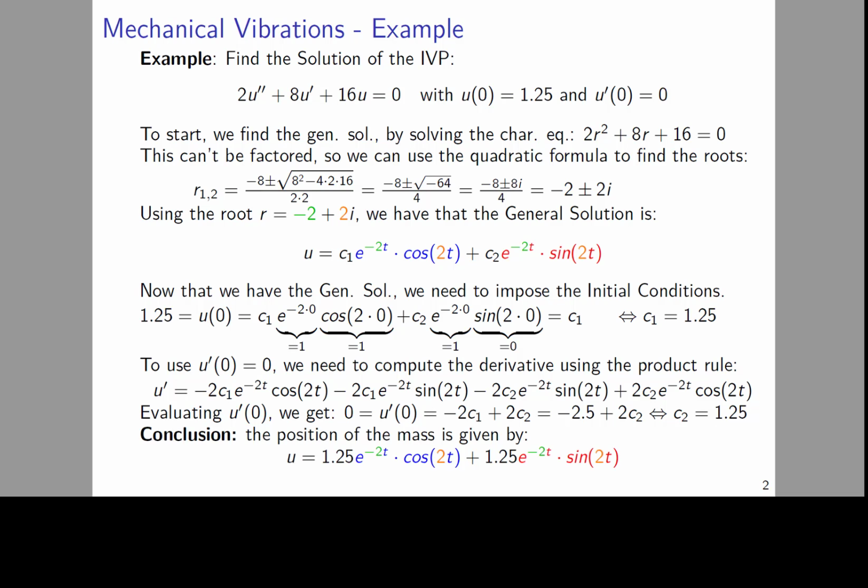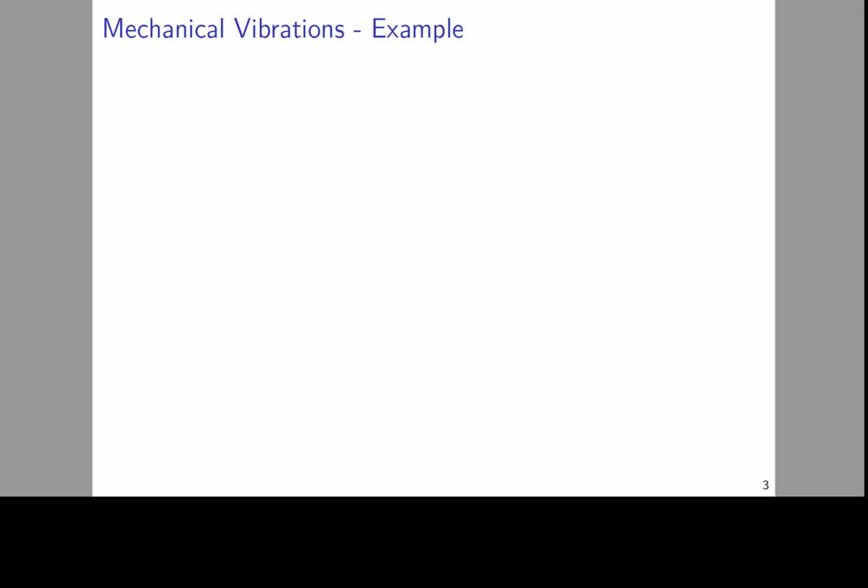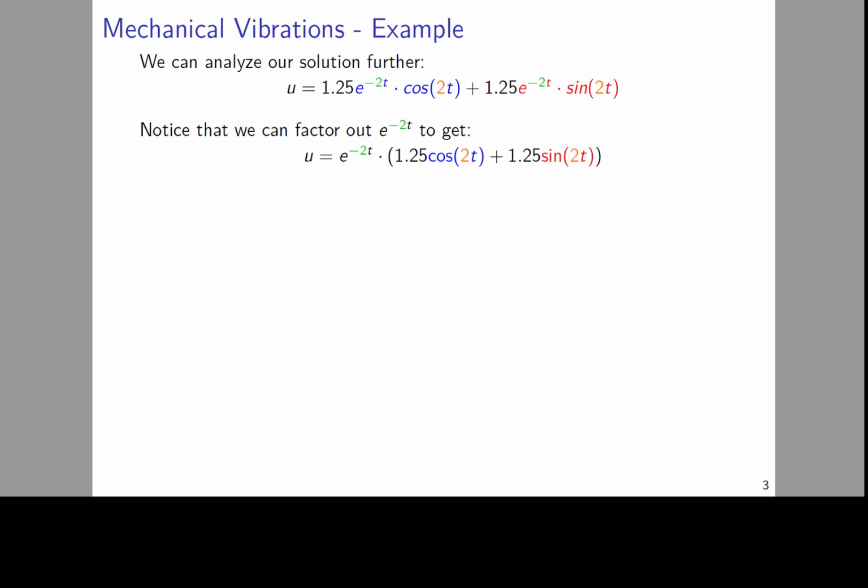So we can conclude that the position of the mass is given by u equals 1.25 e to the negative 2t times cosine 2t plus 1.25 e to the negative 2t times sine 2t. Although we've found the solution u, we can analyze it further. Notice that we can factor out e to the negative 2t to get u equals e to the negative 2t times 1.25 cosine 2t plus 1.25 sine 2t.